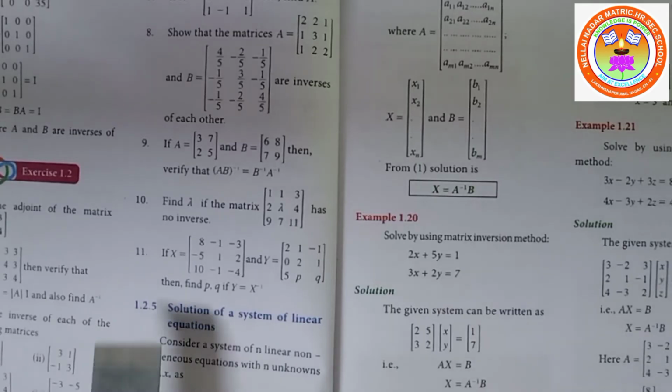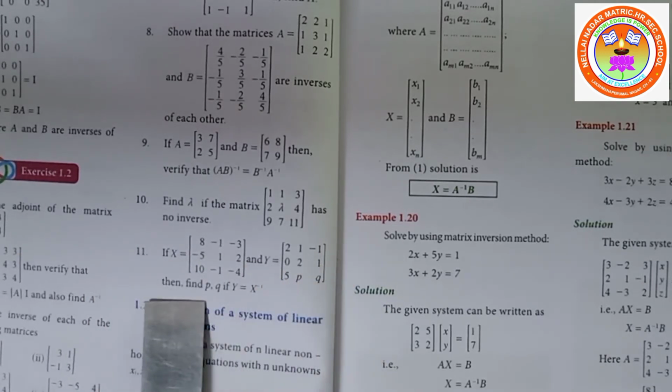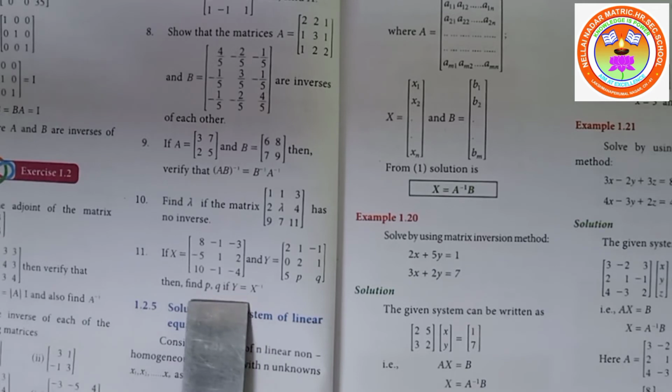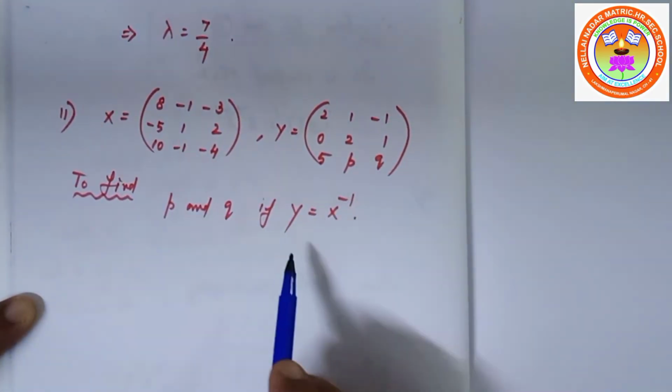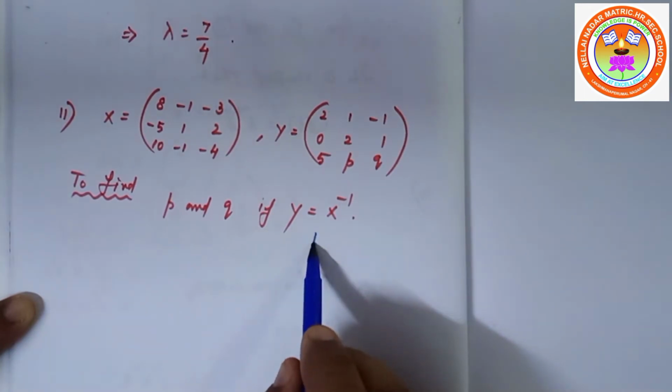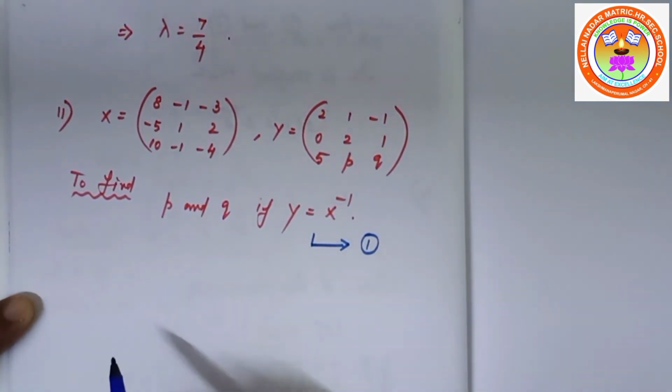Then I'll be teaching the last problem, that is problem number 11. You are given two matrices X and Y. You are asked to find the values of P and Q. The condition is that the matrix Y is equal to the inverse of the matrix X, Y equals X inverse. This is the condition given. I consider the condition as equation number 1.